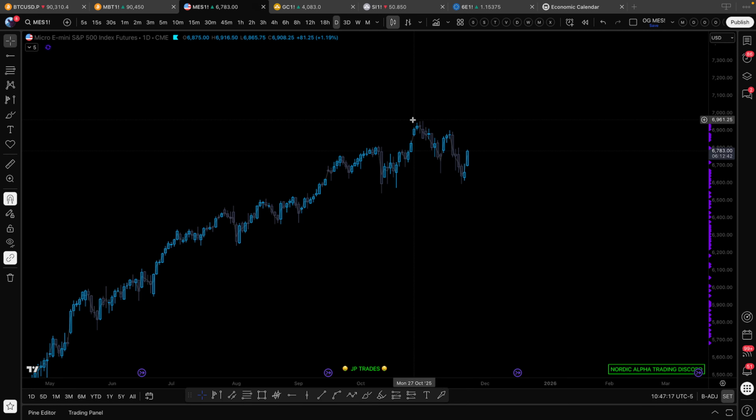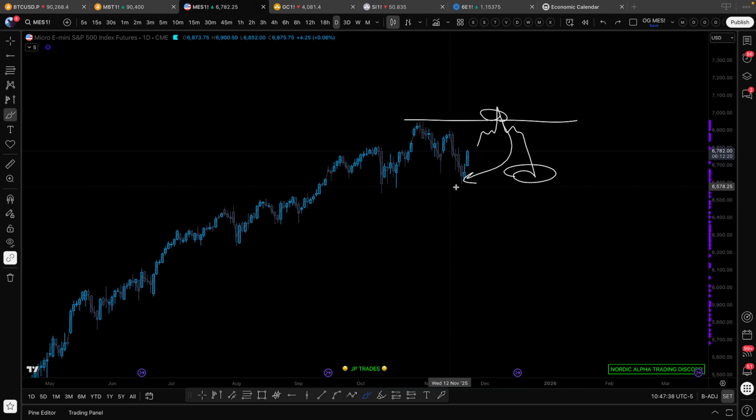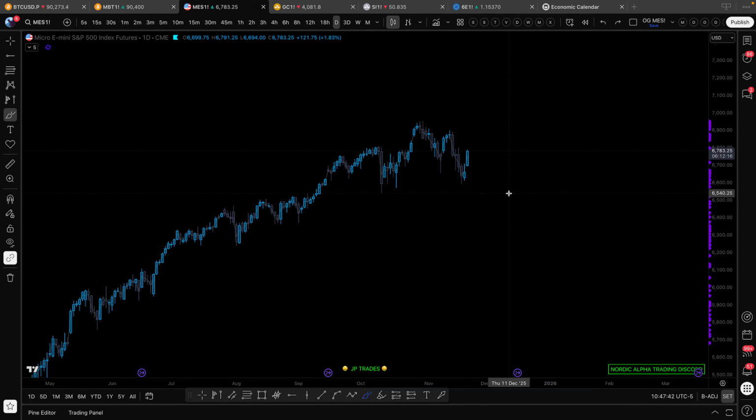If we decide to come all the way up to the tip top highs, you already know I'll be looking for an SFP here and come back in the range. So at that point, if we SFP, I would be again targeting these lows for a full range rotation. And if we break these lows, you already know what I'm looking for.